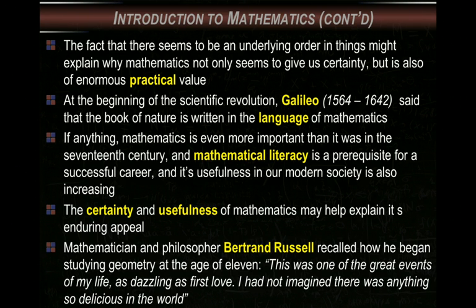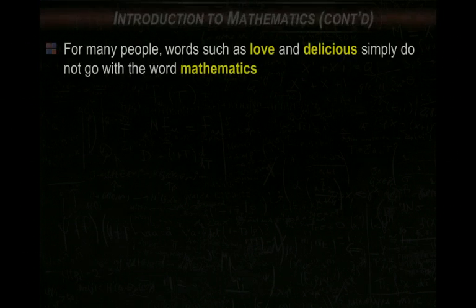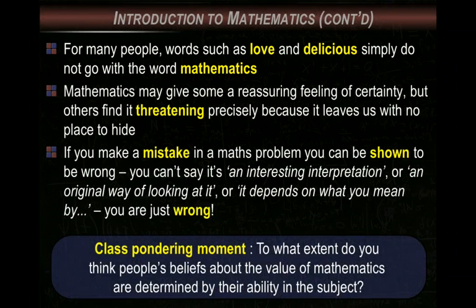A philosopher and mathematician named Bertrand Russell said that when he started studying geometry at the age of 11, it was one of the great events of his life, as dazzling as his first love. He had never imagined there was anything so delicious in the world. Now that's a little extreme, all right? I'm not here to argue that I'm that into mathematics as Bertrand Russell was, but you can see how some people can really take mathematics to heart, okay? For some people, I don't think you've ever used the words love or delicious when talking about mathematics. Maybe you have, I don't think so, but maybe you have.